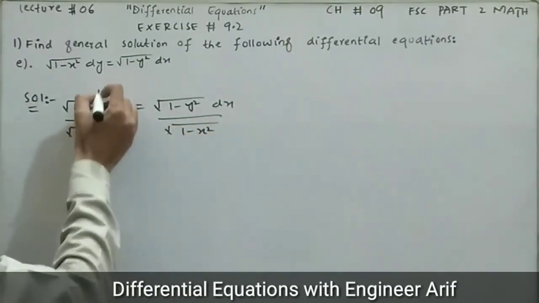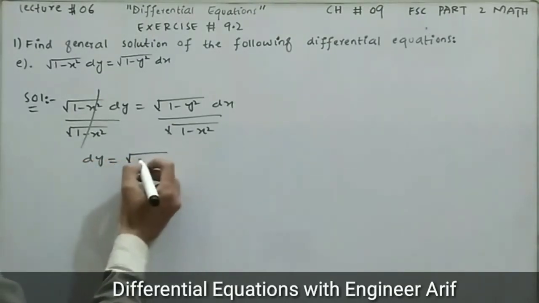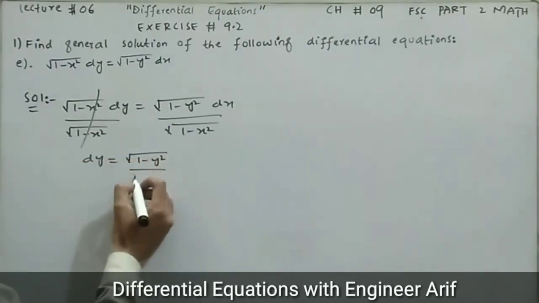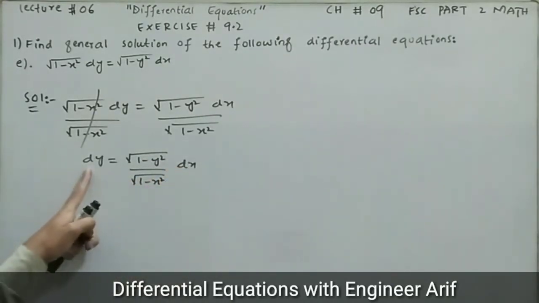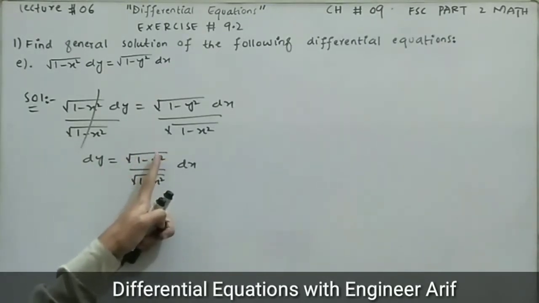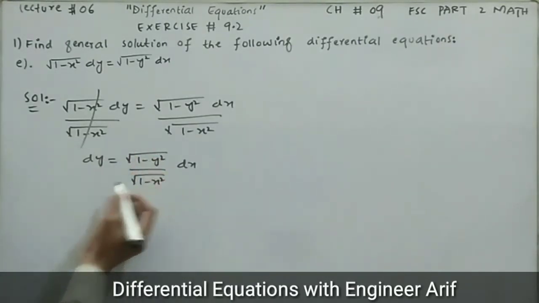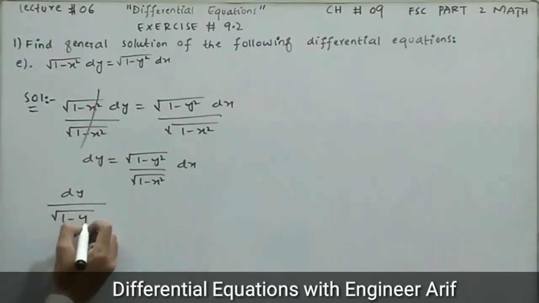So over here these are cancelled out with each other. We are left with dy is equal to square root of 1 minus y square divided by square root of 1 minus x square into dx. Now over here we have dy and over here we have square root of 1 minus y square. So we will remove this from the right hand side. So I will divide both sides with square root of 1 minus y square.